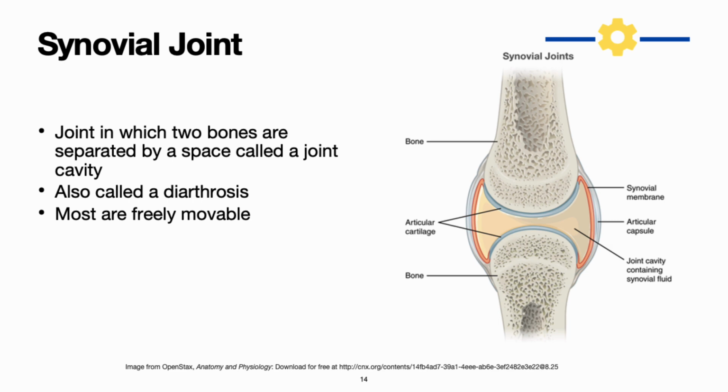You'll also see that they're called a diarthrosis or a diarthrotic joint. And most have a fairly substantial amount of movement, but they all have some amount of movement. But again, not all of them have a lot of movement, but they all are characterized by this space between the bones.